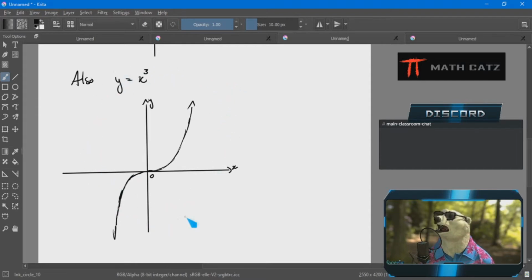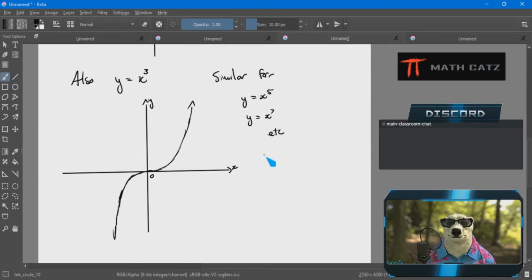So that is what my basic y equals x cubed graph looks like. And it's going to be very similar for all the odd powers of x. So odd powers of x, positive, of course, for our basic functions.